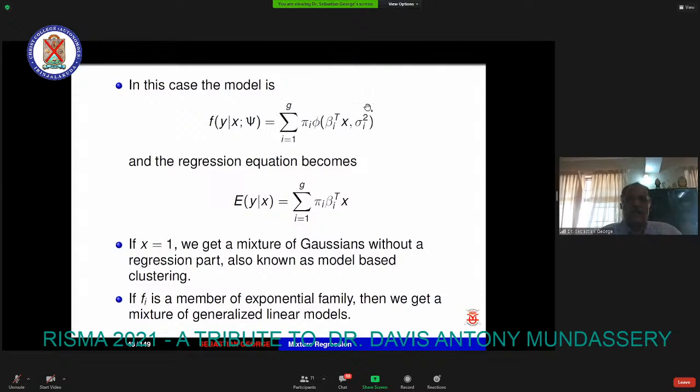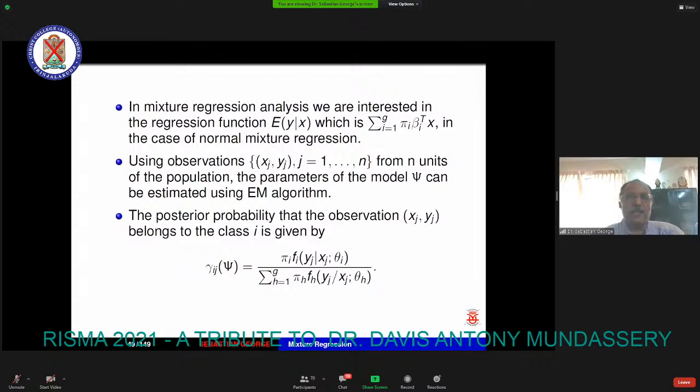And you can see that you can take the expectation inside. When you take the expectation, you multiply it with this probability density function. For the normal, the expectation is beta_i transpose x, so in that case this will simply be a convex combination of a number of regression equations. If x is equal to 1, you will be getting a mixture of Gaussians without a regression part, also known as model-based clustering.